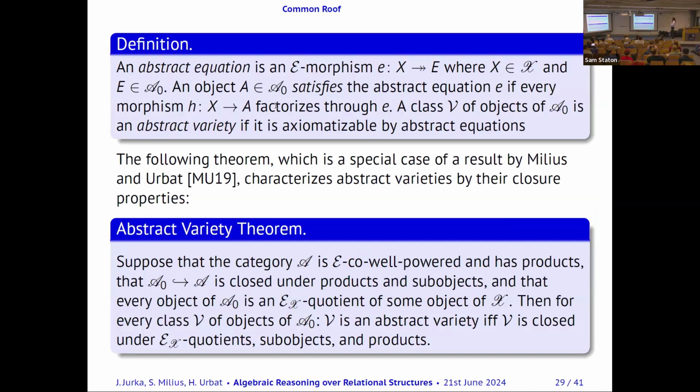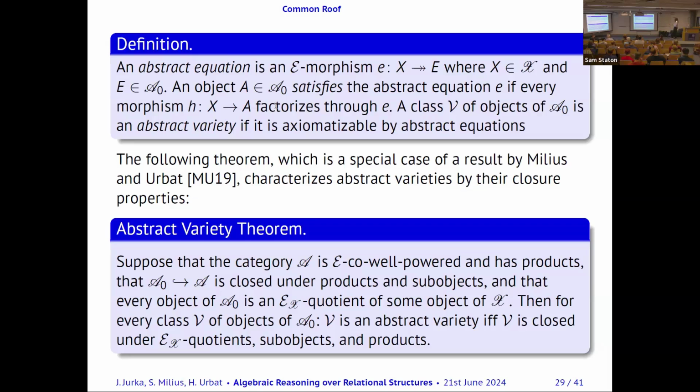And with these notions of abstract equations and abstract satisfaction, one can have then abstract variety, and it's something axiomatizable by abstract equations. So a class of objects in A0 is an abstract variety if it is axiomatizable like this. And now here's the abstract variety theorem. There are some technical assumptions such as co-well-poweredness and so on.